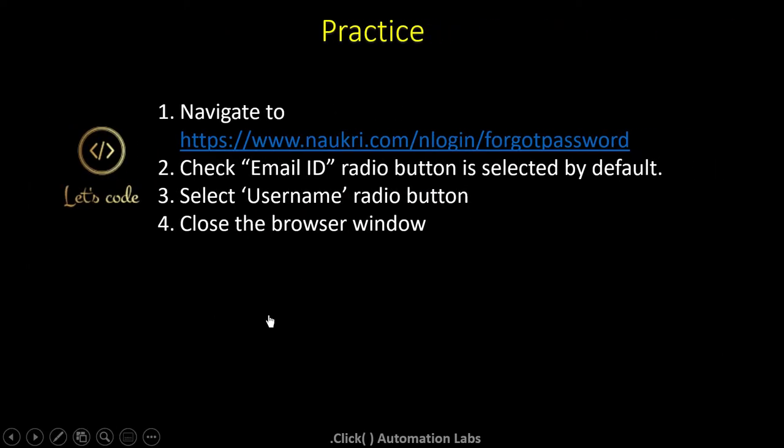So moving on to the next. So far I've played certain videos to interact with radio buttons. Now let's do some hands-on. The first step is to navigate to the Naukri forgot password website, and check that the email ID radio button is selected by default, and select the username radio button and close the browser window. So this is your practice session. Let's do some hands-on right away.